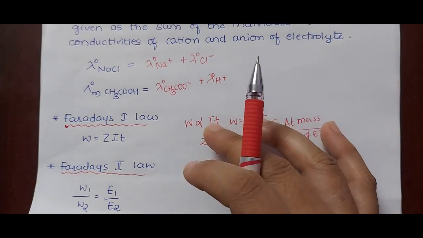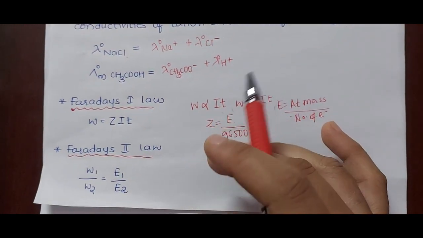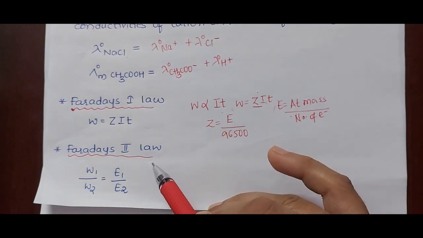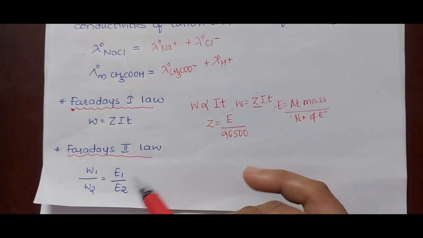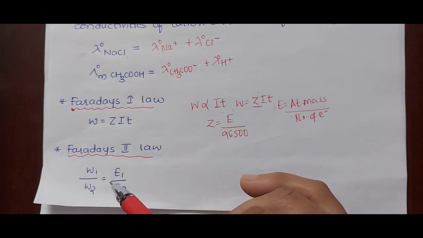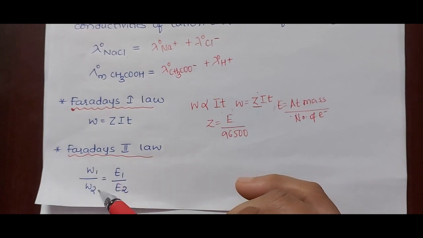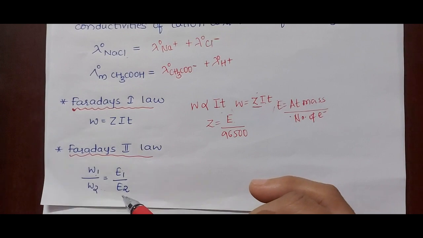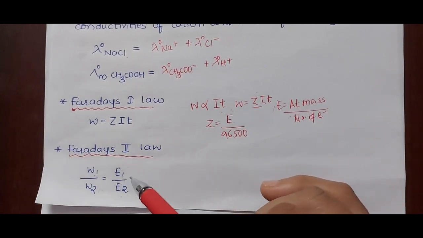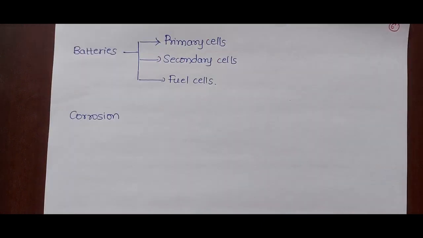Similarly, if we consider Faraday's second law, it states that the amount of different substances liberated by the same quantity of electricity passing through the electrolytic solutions are proportional to their chemical equivalent weights. So when you are passing the same quantity of electricity through the electrolytic solution, then the amount of different substances, here if we take two different substances, will be directly proportional to their equivalent weight. So W1 by W2 is equal to E1 by E2. So this was Faraday's second law of electrolysis.